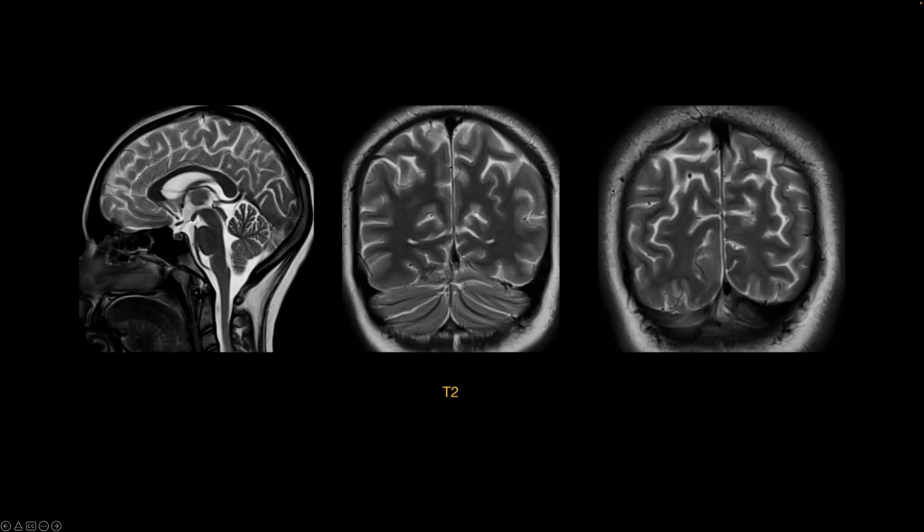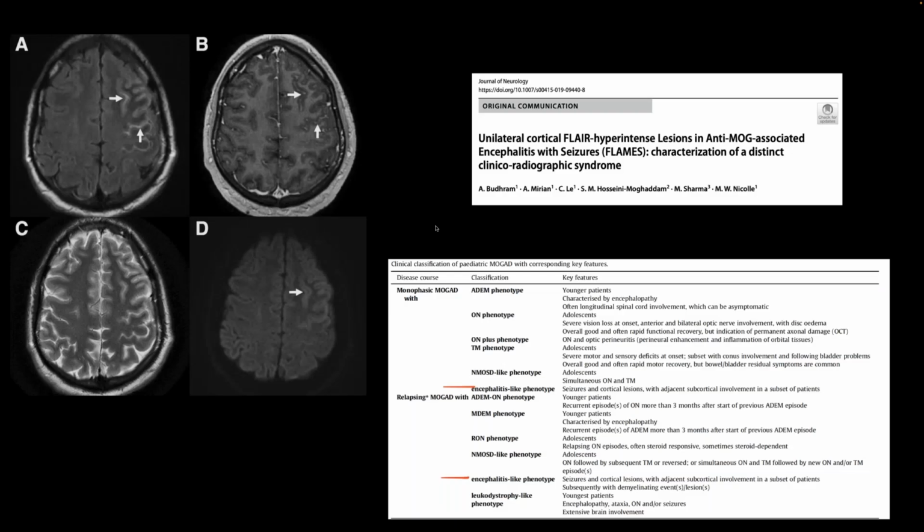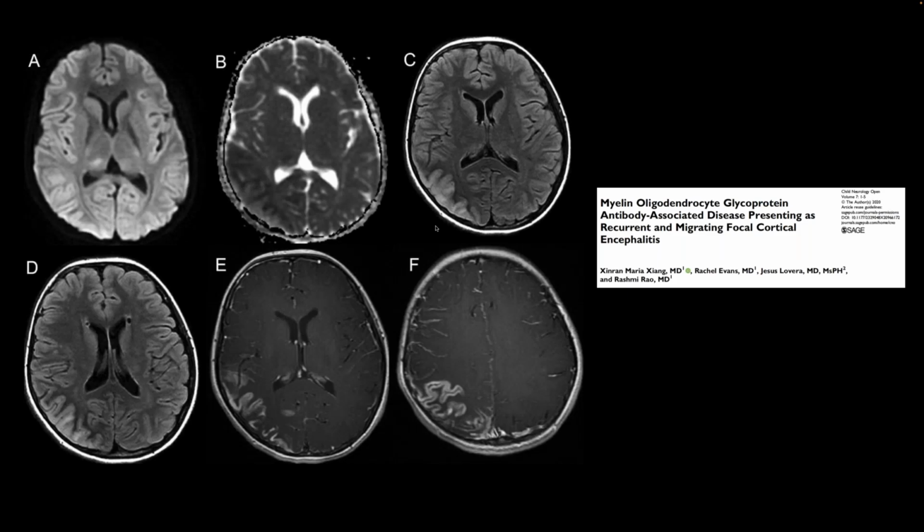T2s, again, there is some degree of progression in the volume loss, but other than that, there is no signal abnormality. So based on the imaging findings, we thought of a possibility of FLAMES as one of the imaging differentials, which stands for FLAIR-hyperintense lesions in anti-MOG-associated encephalitis with seizures, but the MOG came out negative for this child. Again, the imaging presentation can be similar to FLAMES, which was seen in our case.